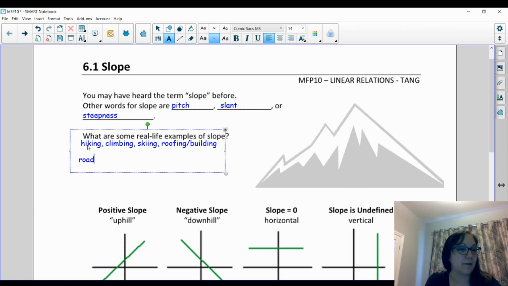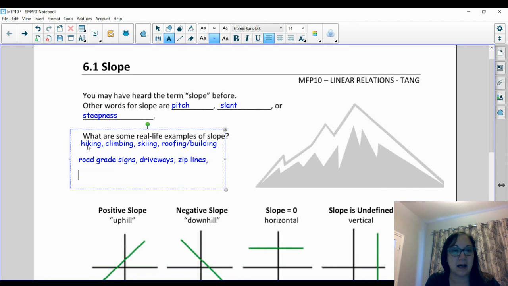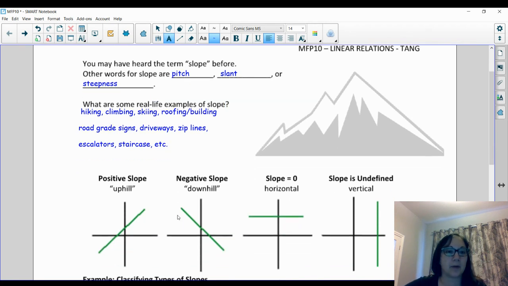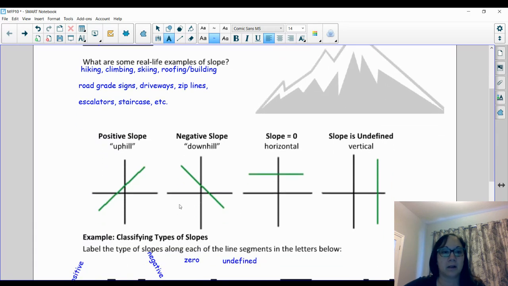If you've taken driver's ed, you know that there are some road grade signs that say a certain percentage of grade or elevation or decline on a road. A simple example of that is a driveway. Driveways are usually sloped. And then even some activities like zip lines. Some common ones that you'll see in different buildings are escalators, staircases, things like that. So there's many real life examples of slope, and those are just a few of them to get you thinking about this concept of slope and how it really is all around us.